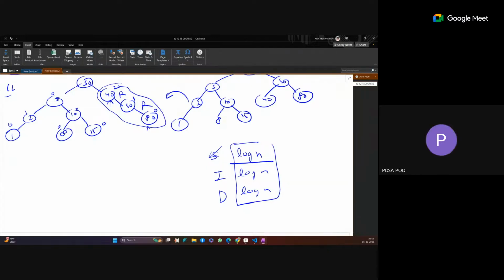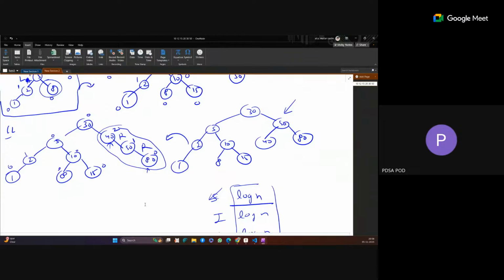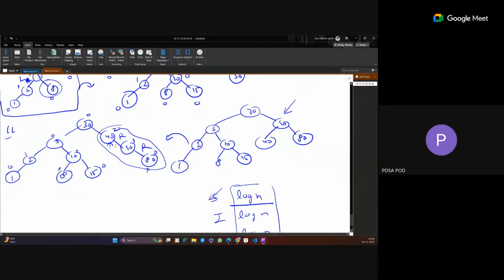So this is the concept: our data is just like ordered data. So a binary search tree is just like maintaining ordered data, like the binary search operation we have performed on the sorted list. Okay, so this is the structure.